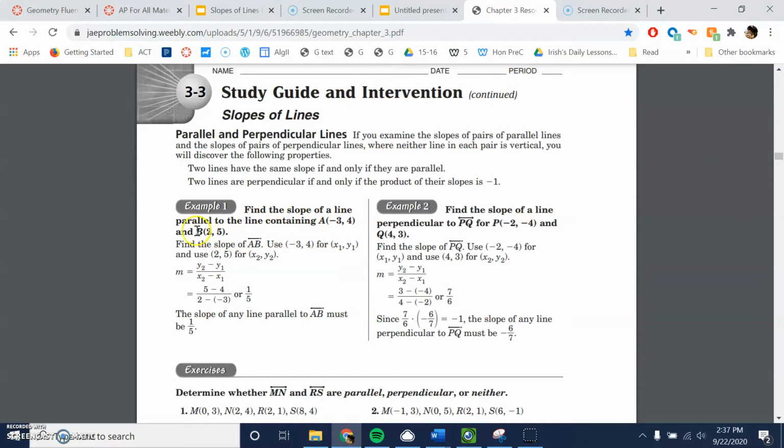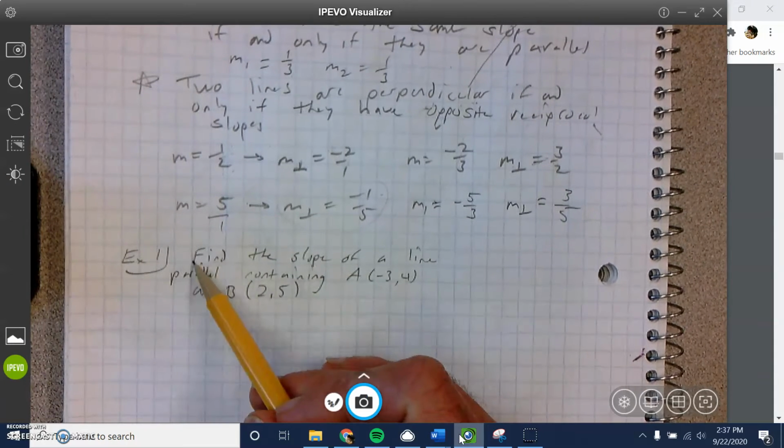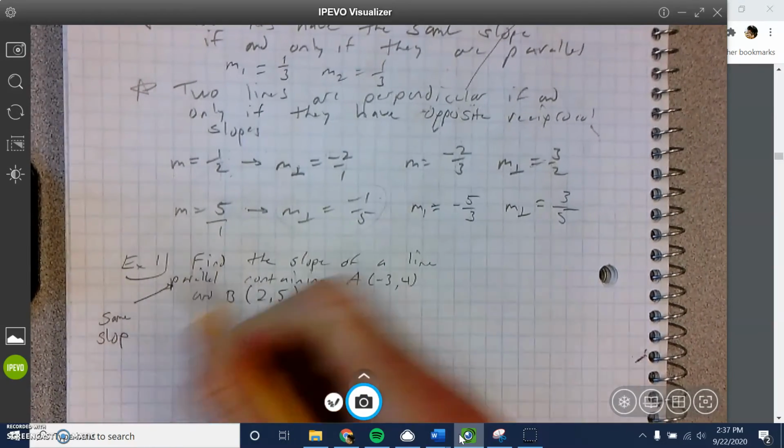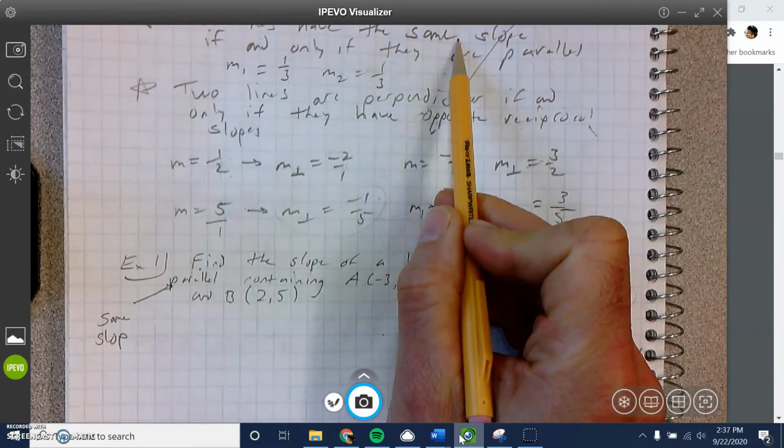So find the slope of a line parallel to the line containing A, -3,4, and B, 2,5. So copy this part down right here, this bold part. We're going to try and get this answer. So I want a slope of a line that is parallel. Parallel, I'm looking at my notes. Parallel is same slope. So I got it from right here, same slope.